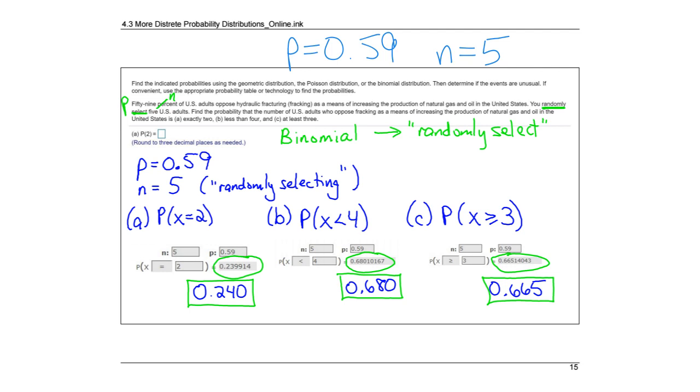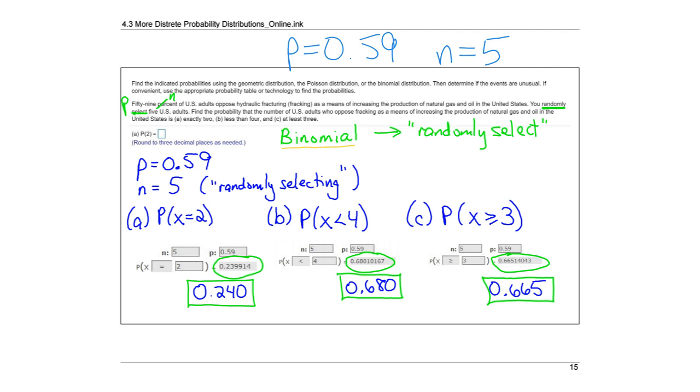Okay, so they did use that word means, but they didn't give you the mean. They were using it as a verb, not as a noun. So I always look to see if they give me the mean. Like, I look at that first. If they gave me the mean, I would know that it was Poisson. Then I look for the word first. The word first is nowhere on here. Therefore, it's not geometric. And then finally, for binomial, I need to see that it says randomly select, which it is. It says you randomly select 5 US adults. So that tells me that this is a binomial distribution.